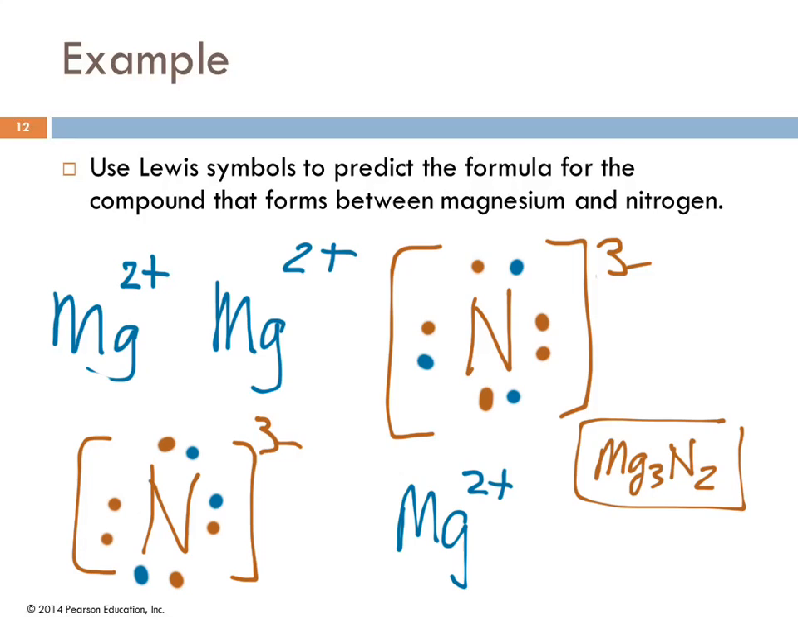Which we learned to predict just from some rules we learned about the periodic table, but we didn't understand why. This is more why the ions form the way they do.